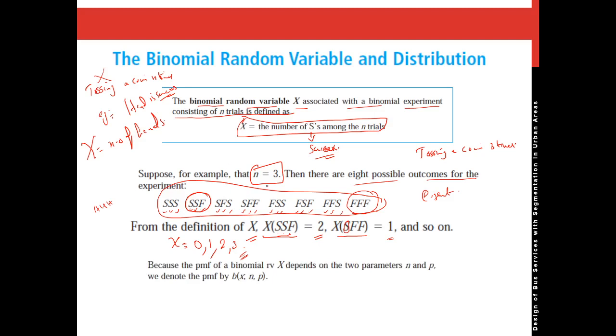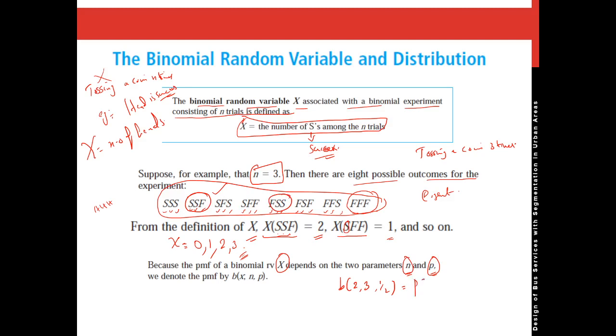Now we define, and I have to find, what is the PMF. So for the random variable X, this PMF depends upon two parameters, n and p, the number of trials and the probability of success, and we denote the PMF by b(x; n, p). So for example, if I want X equal to 2, n equal to 3, p equal to 1 by 2, so how many ways does X take 2? The number of successes is 2 is this, and this.